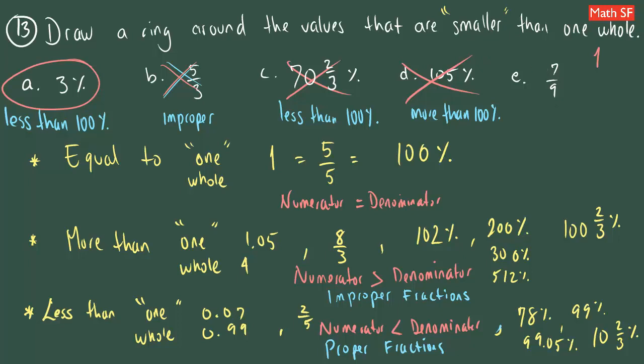So now let's do 7/9. What is 7/9? Well, 7/9 is a proper fraction. Proper fractions are always less than one whole. Therefore, that is one of our answers. So the only two numbers that are less than one whole are 3%, which is less than 100%, and 7/9, which is a proper fraction. If you recall the rules that we learned earlier, these three rules, you will always have the right answer. If they change the wording and say more than one whole, then you know where to look. If they tell you equal to 1, then you know what to look for.